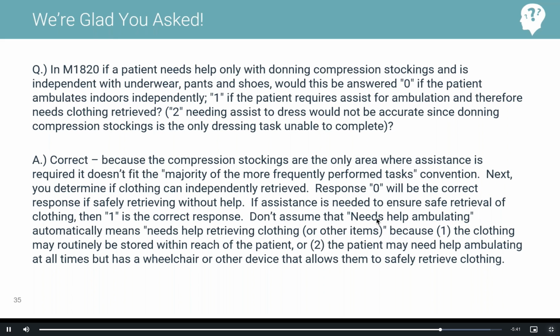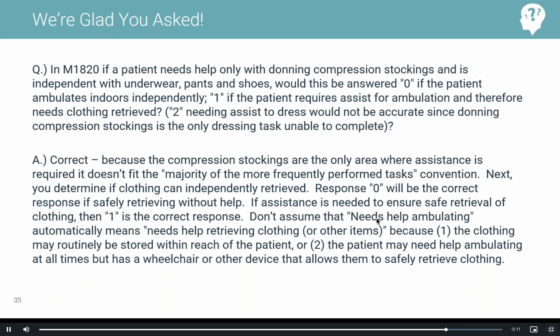But we have to be careful that we don't automatically say, my patient needs help with ambulating, therefore they always need help retrieving grooming items, retrieving clothing, retrieving toileting supplies, because it's not always if this, then that. For example, I could have a patient where their supplies or their clothing are routinely stored within reach of them. So if they always have things in this little cupboard that's right next to their bed and they can safely reach it, and that's where they keep all their clothes, well, then they're safely retrieving it.